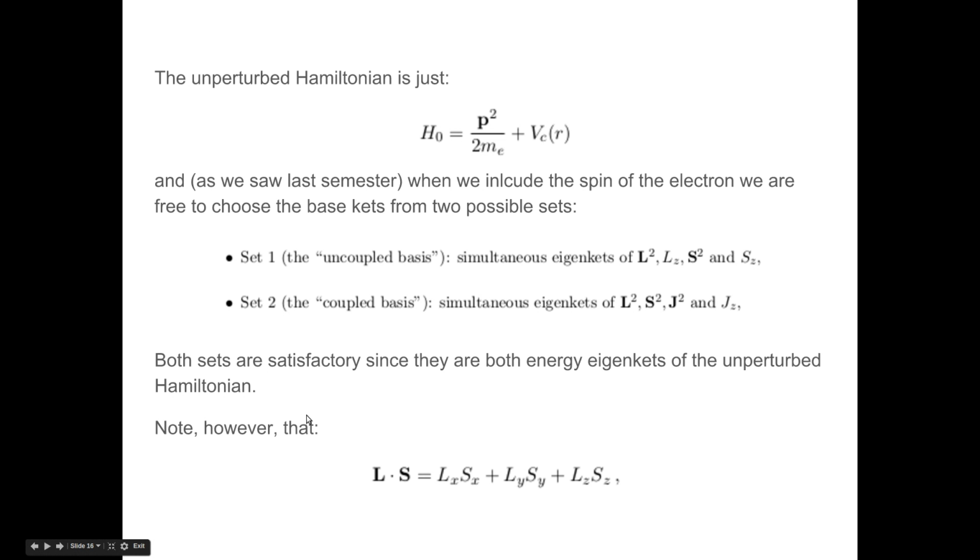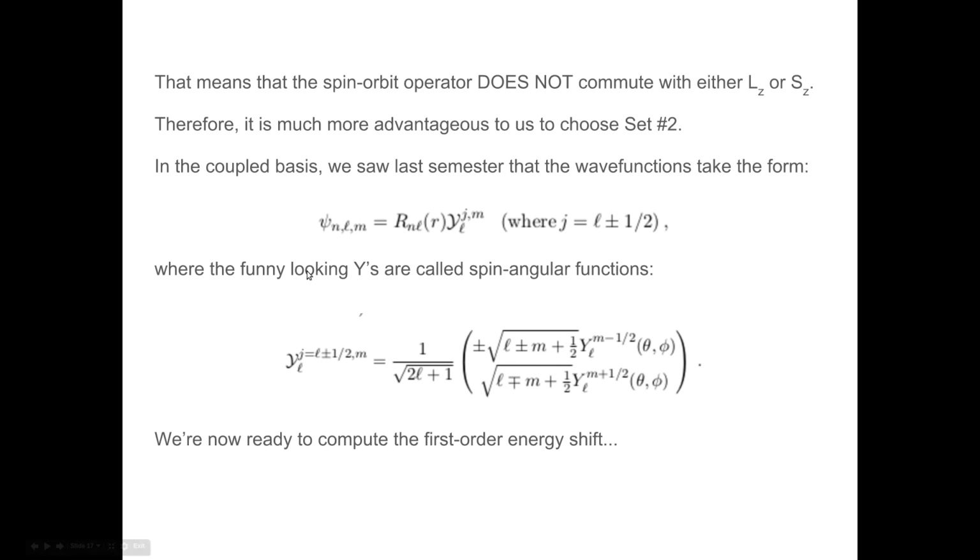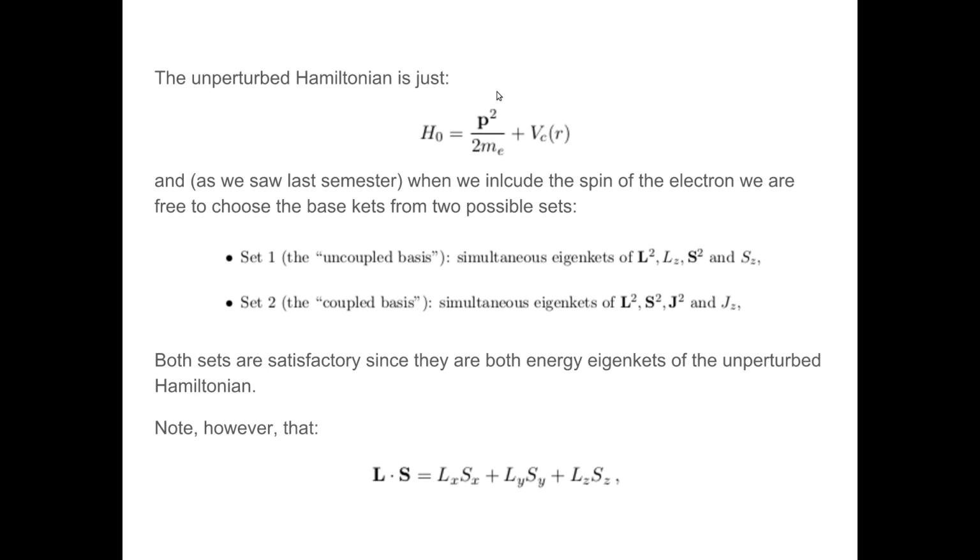And you can see which one is the easy one and which one is the hard one, because our operator that we're trying to compute is proportional to L dot S, right? And we all know how to take the dot product. So is this thing going to commute with LZ or SZ? That's right, it's not. This thing's not going to commute with LZ or SZ, okay? So it behooves us very much to work in set number 2, to work in the coupled basis.